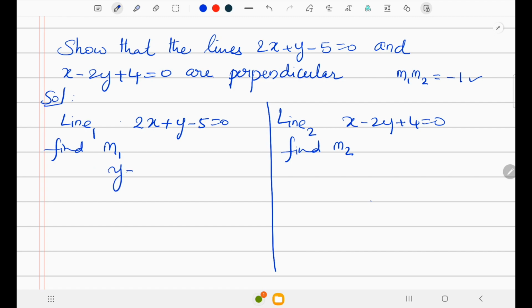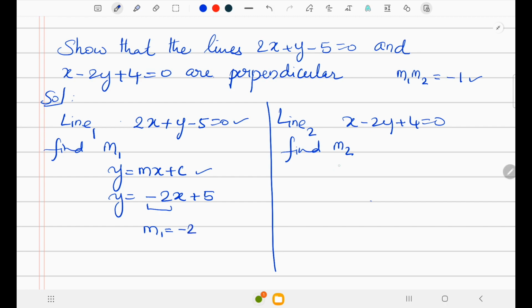Already we know the line equation y equals mx plus c. So we need to rearrange this line 1 equation into this form. We have y equals, bring that to the other side, it will become minus 2x, and minus 5 will become plus 5. Then the coefficient of x is m, so here m1 equals minus 2.